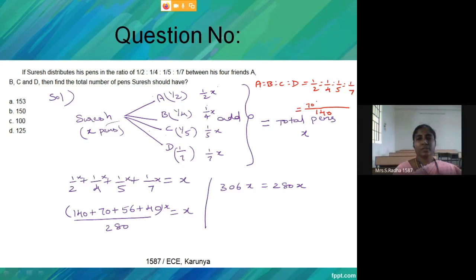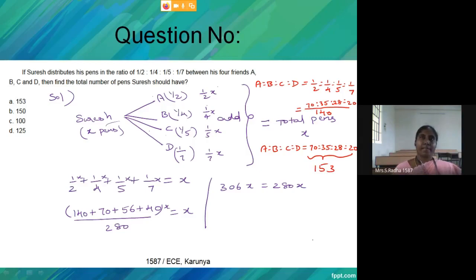70, 35, 28, and 20. This is the pens. So A is to B is to C is to D, they are getting 70 is to 35 is to 28 is to 20. If we add all this, it becomes 153.